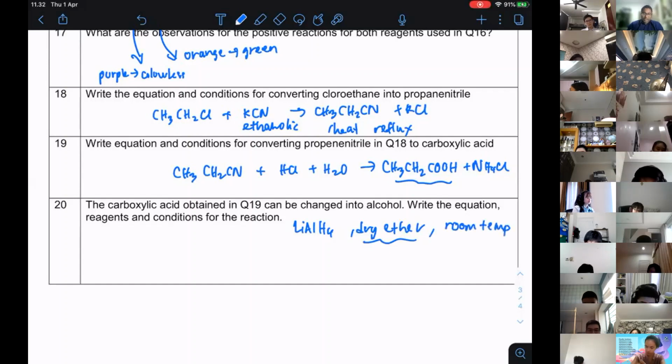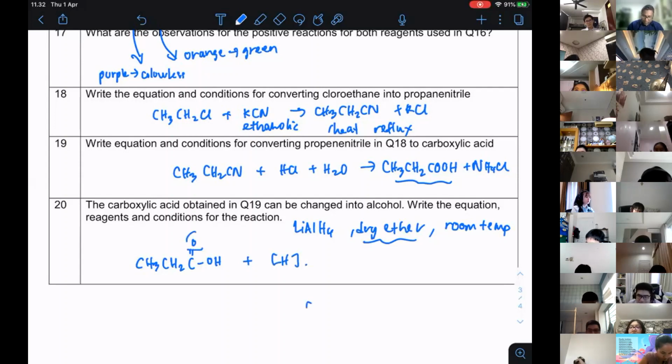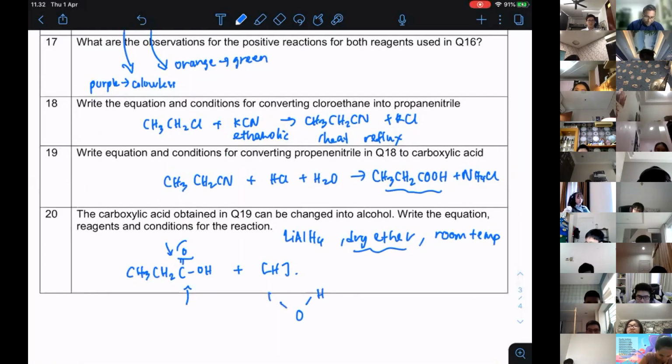So we are going to convert this carboxylic acid into alcohol. When I add the H, I am going to remove the O. The O goes out, H comes here, another H comes here, and another two H join the O to give you water. So a total of 4 H is required, and you get CH3CH2CH2OH plus 1 mole of water.